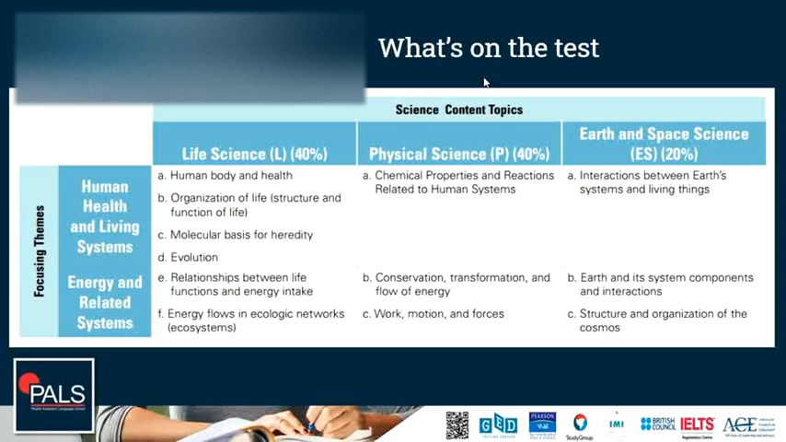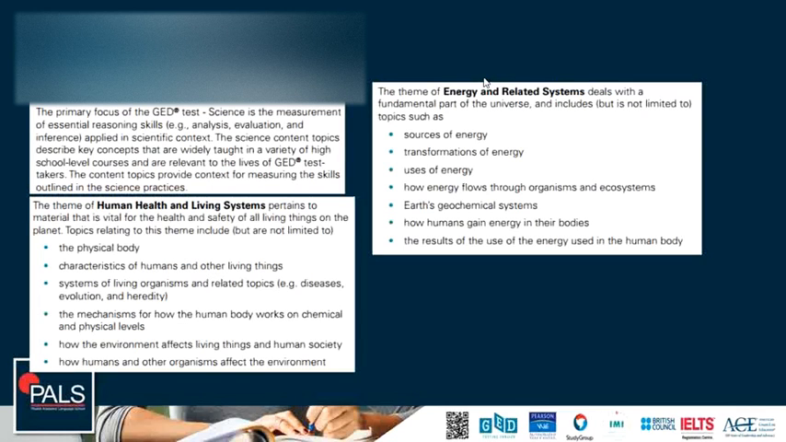So first let's have a quick review on what's on the test. The test will be split in about 40% life science, 40% physical science, and 20% earth and space science, with the content areas we can see below. The main themes that the test is focusing on are human health and living systems and energy and related systems, more specifically here in a bit.